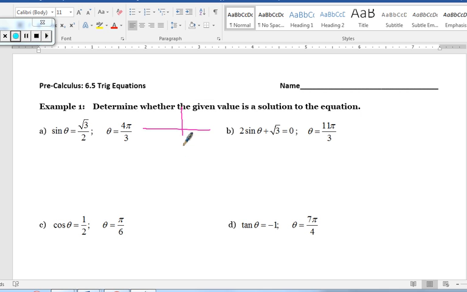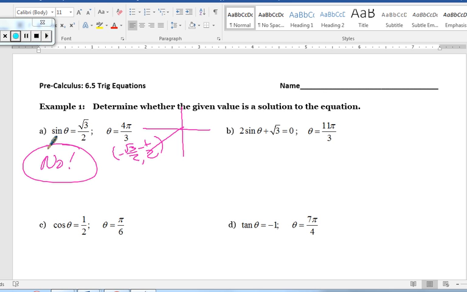So at 4 pi over 3, we're sitting over here in quadrant 3, and you say to yourself, what is the sine of that value? Well, the sine here would be negative 1/2. So the answer here would be no, not a solution.